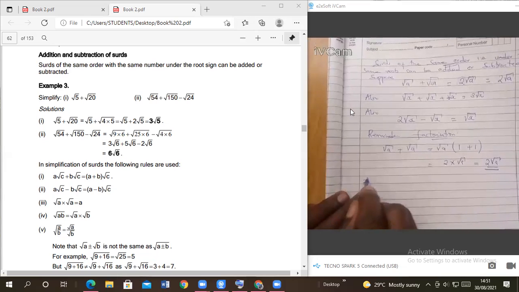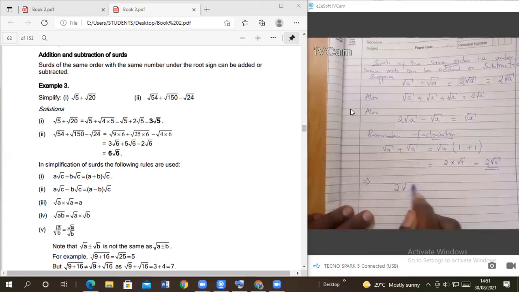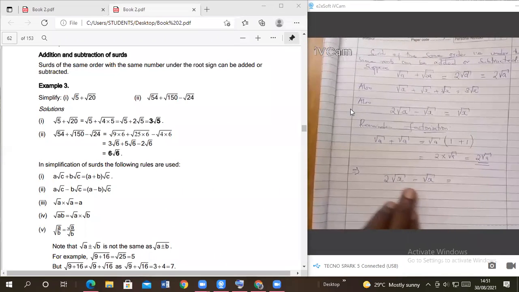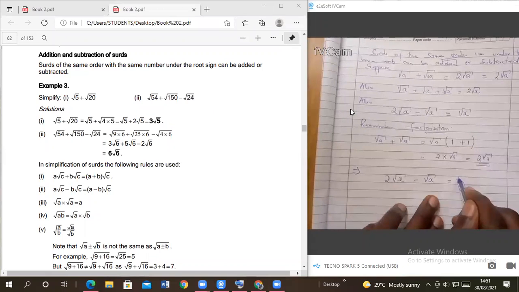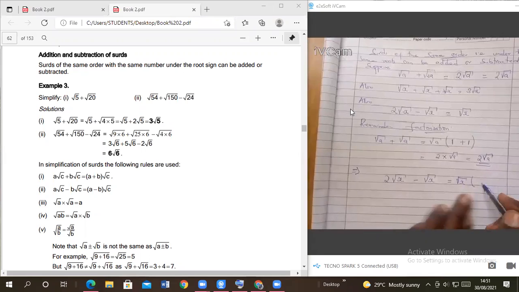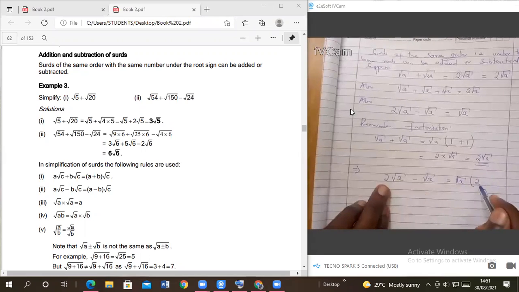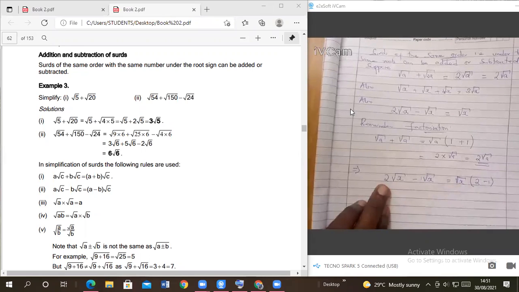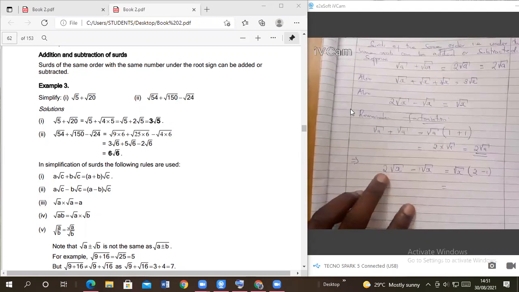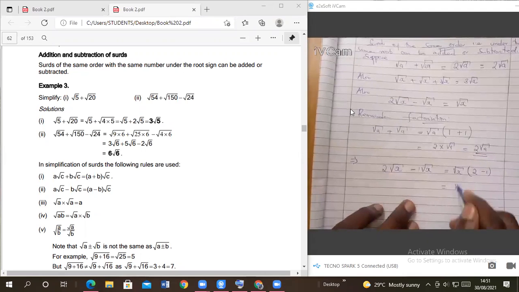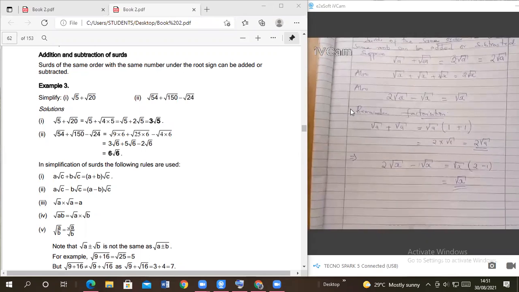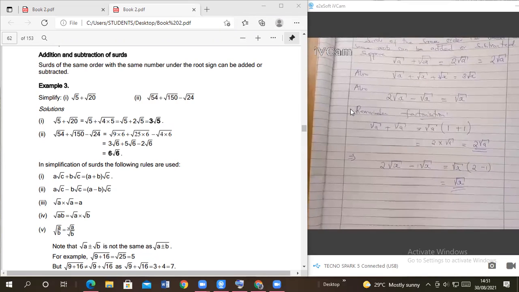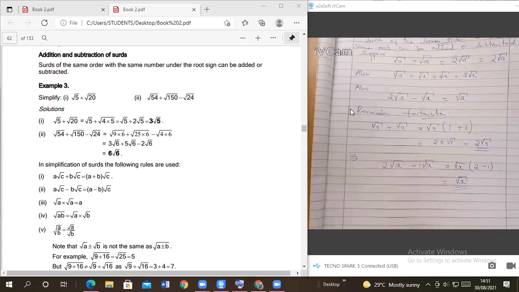In a similar way, we can also say 2 root of x minus root of x. What is common here? Root of x is common. So when you pull it out, you remain with 2, minus 1. There's a silent 1 here. 2 minus 1 is 1. 1 times root of x gives you root of x. That's how it comes about.